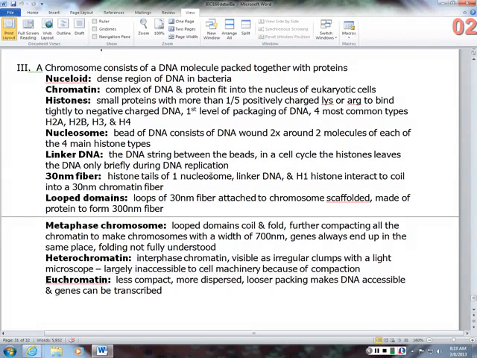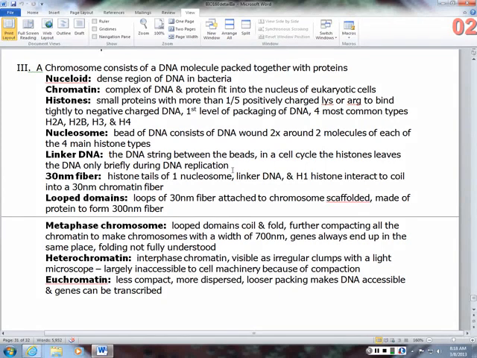So we make these 30 nanometer fibers, which are going to be your histone tails of one nucleosome, the linker DNA, and the H1 histone interacting and coiling up into a 30 nanometer chromatin fiber. So you've got these fibers of chromatin that are 30 nanometers in diameter, is what that's saying.